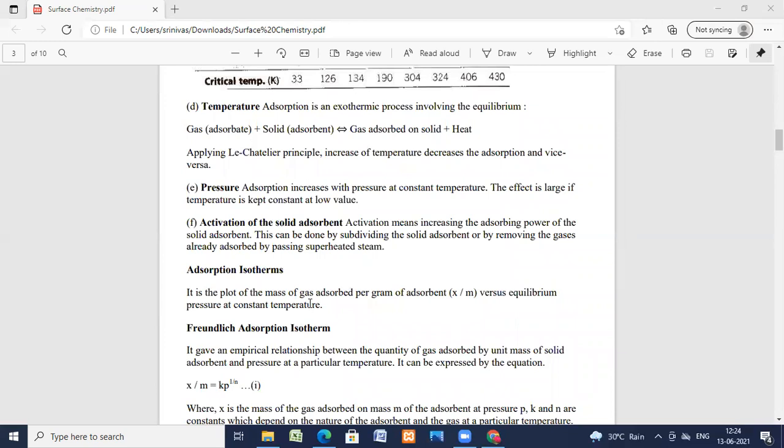Like any other equilibrium, adsorption is a process involving true equilibrium. Further, adsorption takes place with the liberation of heat. And what is the effect of pressure? At constant temperature, adsorption of gases increases with increase of pressure. At low temperature, the adsorption of gases increases very rapidly as the pressure is increased. The increase in adsorption with increase in pressure is not proportionate at high temperature.